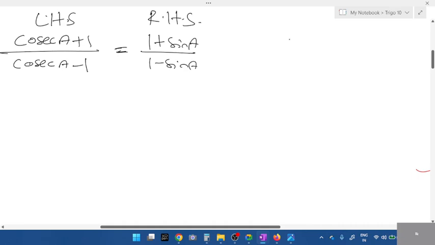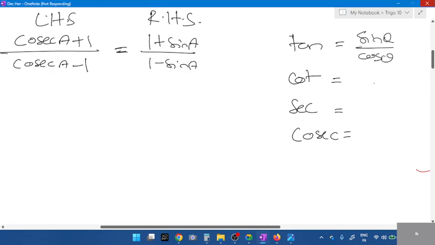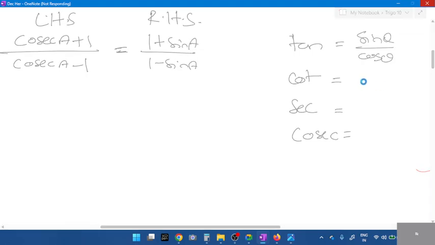Next rule. Try to convert tan, cot, sec, cosec in terms of sine and cos. This is the most important concept. Try to convert these four in terms of sine and cos, students. How do you convert tan? What's the special formula I told you all? Sine theta by cos theta. And what is cot?